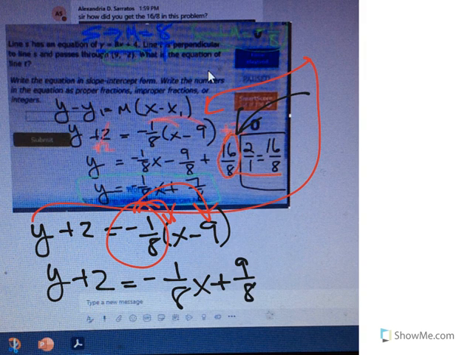Remember, 9 whole can also be written like this, and then 1 times 9 is, of course, 9, and 8 times 1, of course, is 8 on the bottom. Okay, so let me just fix this 8 a little bit. It's kind of bothering me. 1 over 8. Okay, so at this point now, I'm going to go ahead and minus 2 both sides. Minus 2 here. Okay, that goes away.